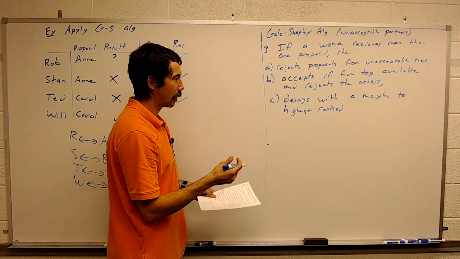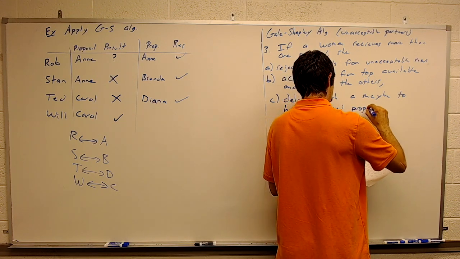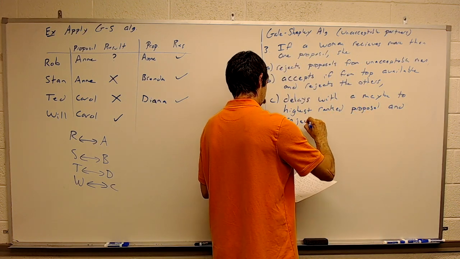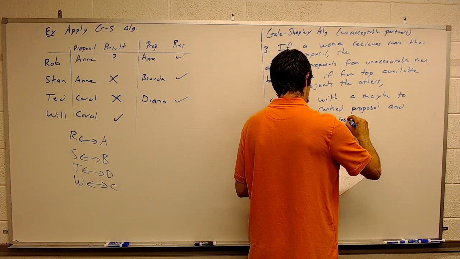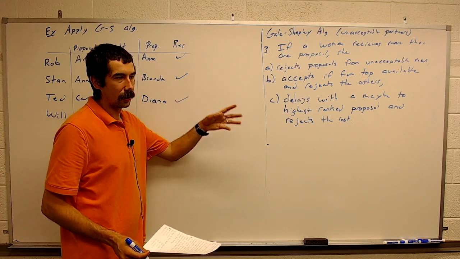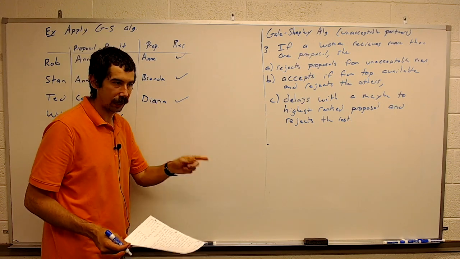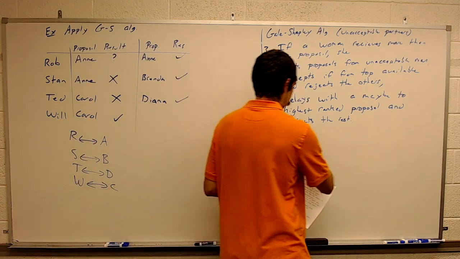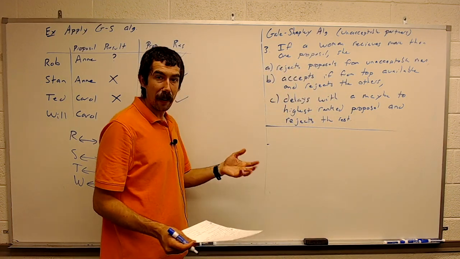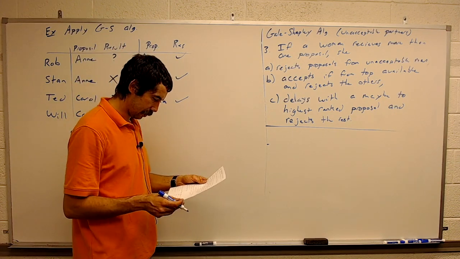Okay, so delays with a maybe to the highest ranked unmatched proposal, and rejects the rest. Okay, and again, each man is going to propose to the top ranking woman that has yet to reject him. And this, again, will give us a stable matching. It just might not be, we might not get everybody matched up, but that's okay.